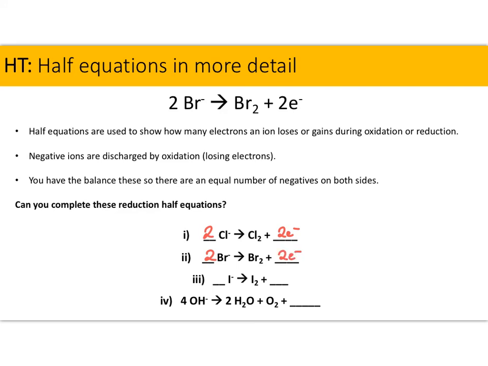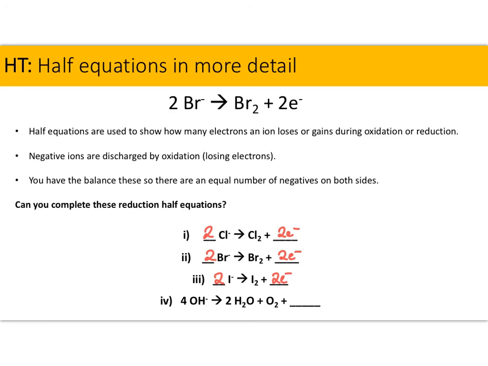When we look at the third equation, we've got 1 iodine on the left and 2 on the right. So we have to put a 2 in front of the iodide ion, and then it's exactly the same as before. You can see a pattern whenever you've got a halogen. It's 2 of the halide ions goes to the halogen molecule plus 2e-. And then the last one.